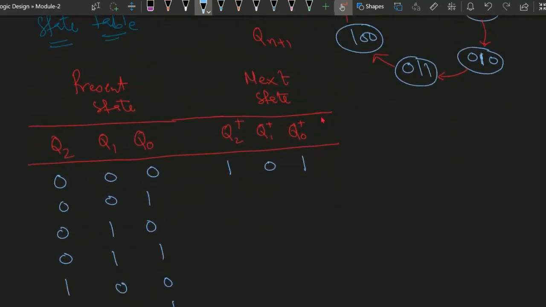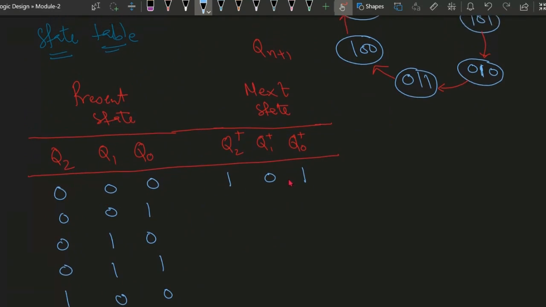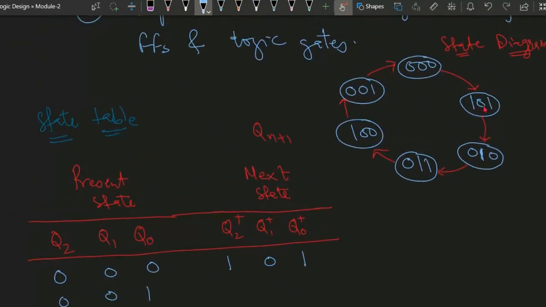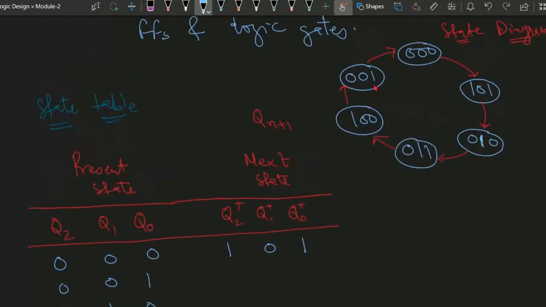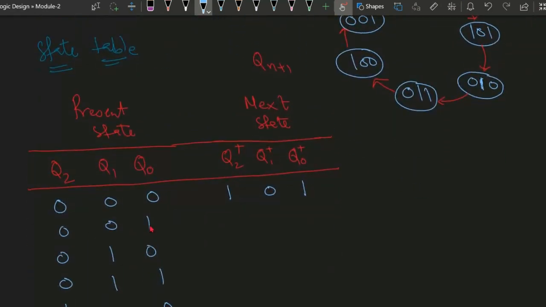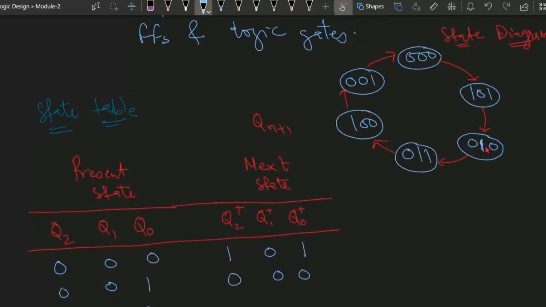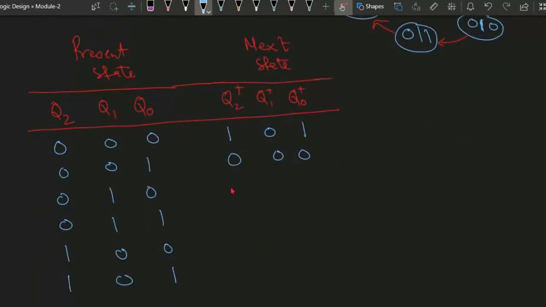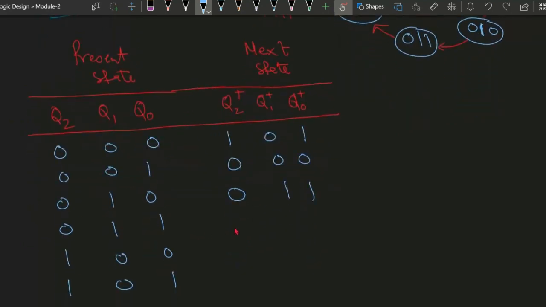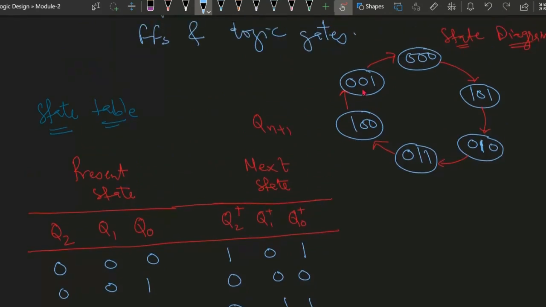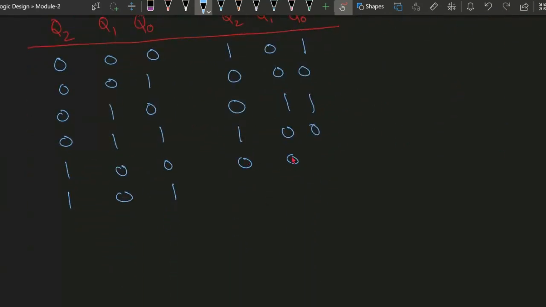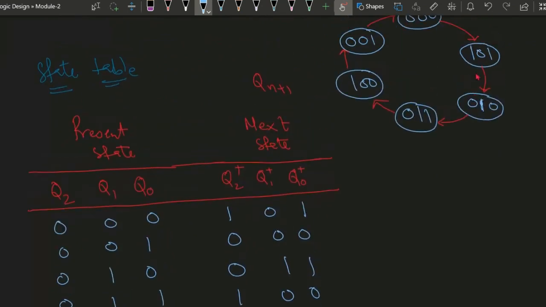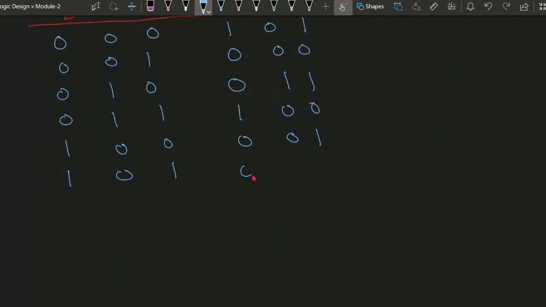Likewise, here you can see after 0 it is going to 5. After 0 the next state is 5. After 1 the next state will be 0. After 2, the next state is 3, so we write 0 1 1. After 3 the next state is 4, so it is 1 0 0. After 4 the next state is 1, that is 0 0 1. After 5 the next state is 2, that is 0 1 0.